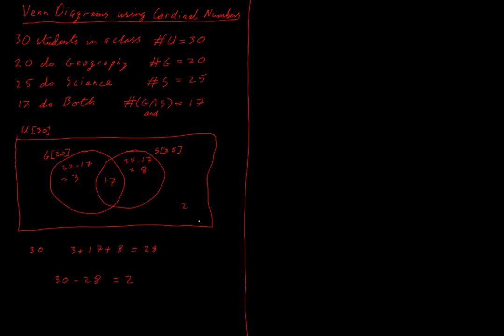Now you can see when I've written this out here, I have a 3, a 17, an 8, and a 2. And there's no dot next to any of them. The reason for that is that we're not writing down elements. So if we remember back, so far with Venn diagrams, we've been drawing in dots for the elements of our sets that we've been putting inside of our circles.